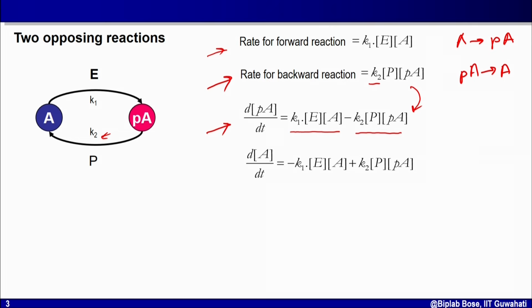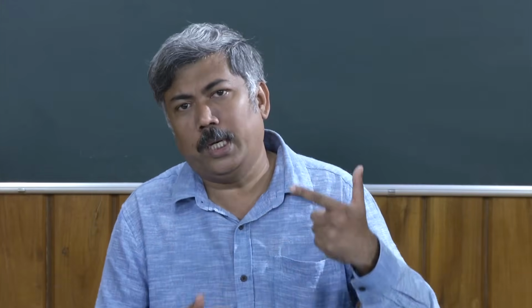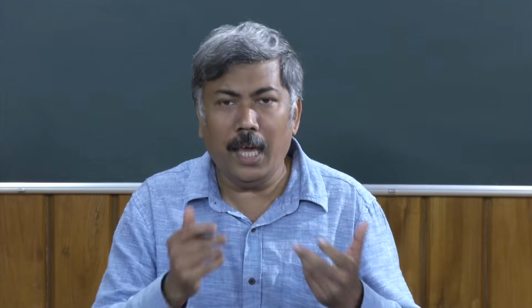For A, the equation will be just the same with a minus sign, because from A, PA is formed. So dA/dt is equal to minus K1 E A. I have a minus sign here, and plus, because the reverse reaction is forming A, so plus K2 into P into PA. So I have a reversible reaction where A is getting phosphorylated to PA by an enzyme or a kinase called E, and PA is dephosphorylated by a phosphatase P, and I have two ODEs, one for PA, the other one for A.